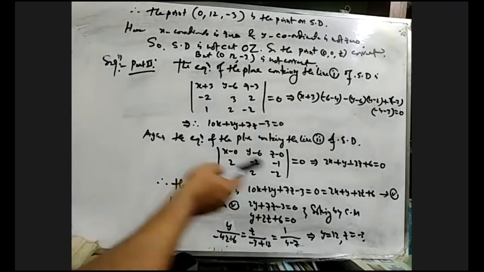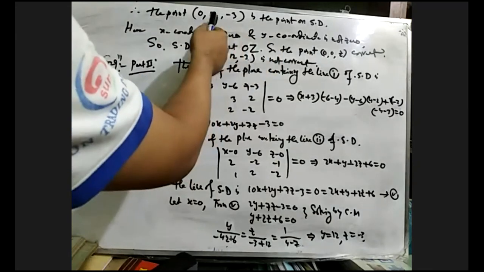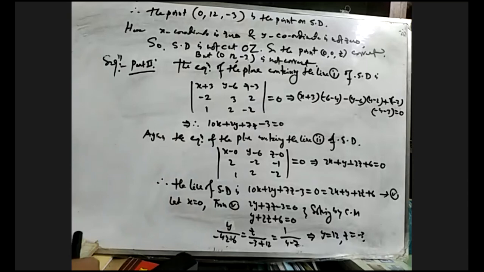Z equals minus 3. Okay. The x coordinate is 0 and the y coordinate is not 0. This is why it is not on the OZ axis. Okay. This is the required result of the second part.